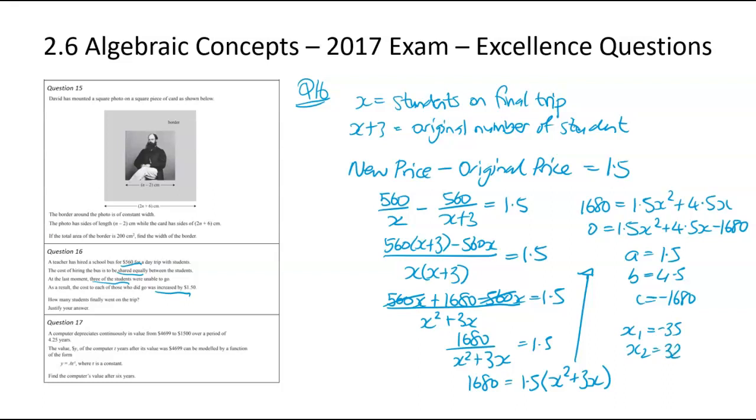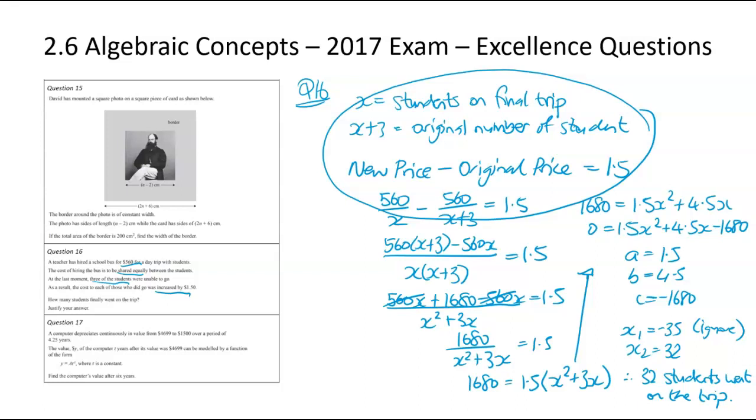We're going to ignore that first one. Clearly, there wasn't negative 35 students, so we're going to ignore that. So that means, therefore, 32 students went on the trip. There we go. So that wraps up this question. Fairly easy one, but really challenging to set the equations up initially.